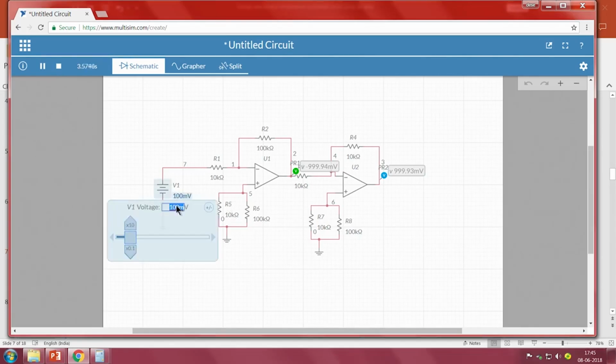We will take another one, 500 millivolts, and we should get minus 4.997 and plus 4.997. That means the complete system, the signal conditioning circuit we have designed for the LM35 sensor, has a gain of 10 and the same phase, so the output from the signal conditioning circuit can be directly connected to the error amplifier.